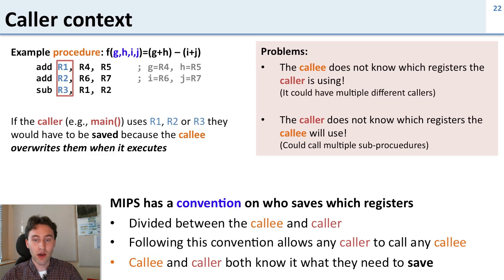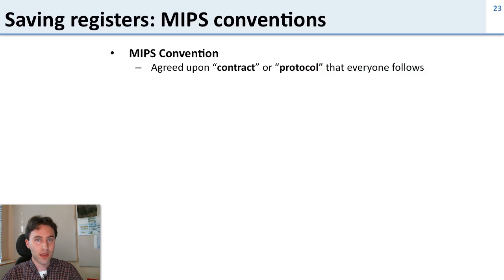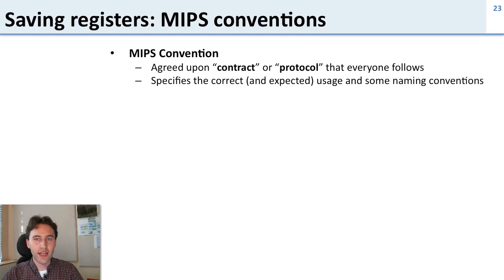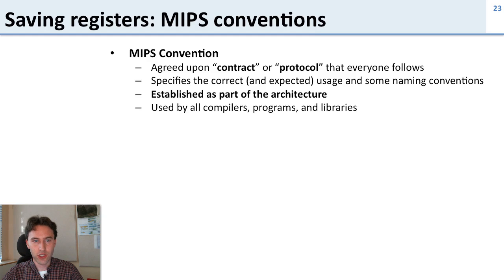So now let's talk about how we're going to decide what people save, and then we'll talk about how to save things. So what is the MIPS convention for saving things? This convention is a contract or a protocol that everyone follows, and it specifies the correct usage of the registers and some naming conventions. So we're going to name them a little bit more specifically than just R1, R2, and R3, and we're going to use that naming to make it clearer what our code is doing. This is established as part of the architecture. What it means is that when you talk about MIPS, everybody knows that you're using these particular conventions.